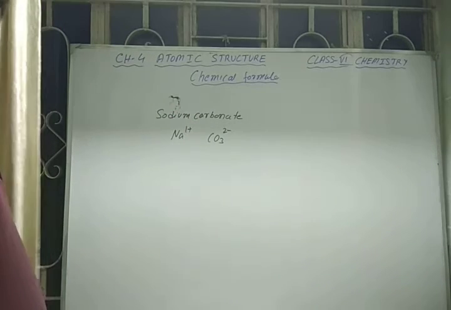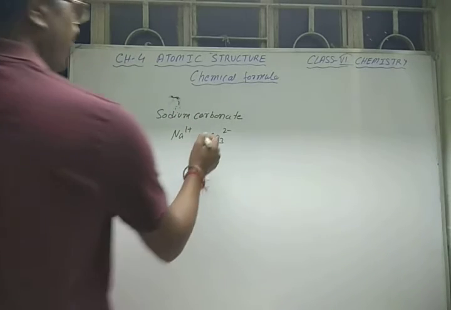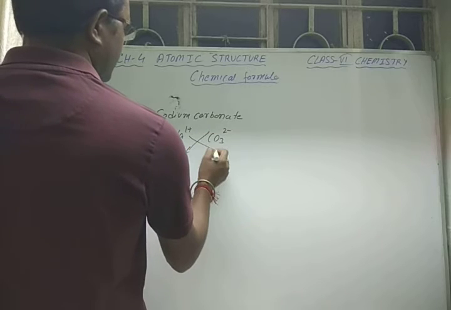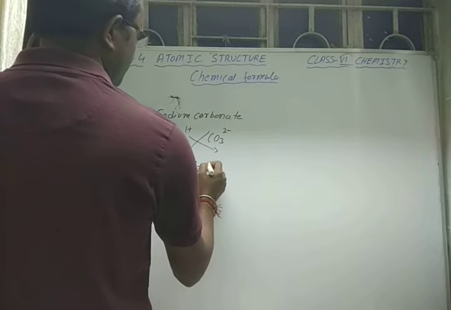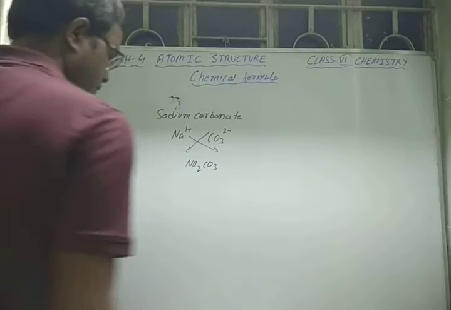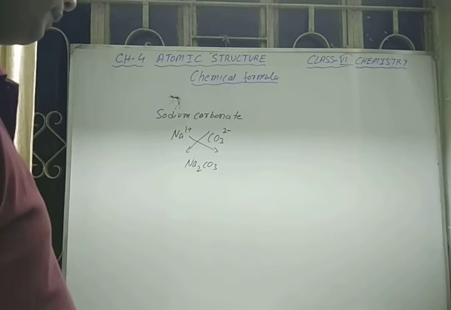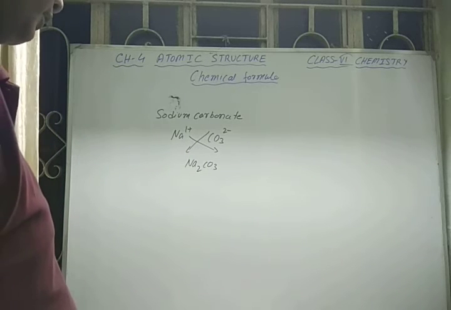Now, to make the chemical formula, what do we have to do? We have to do crisscross like this. So it will become Na2CO3. So in this way we have to make the formula of sodium carbonate.